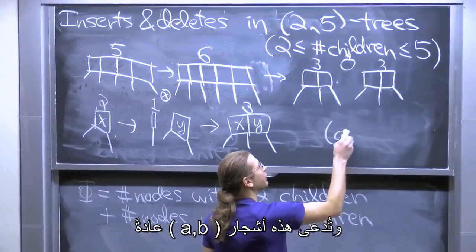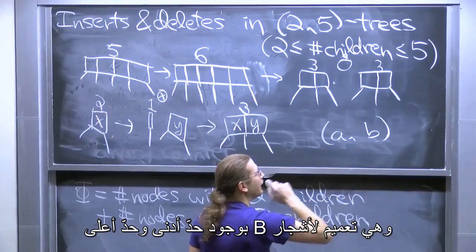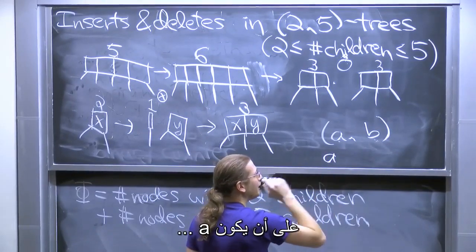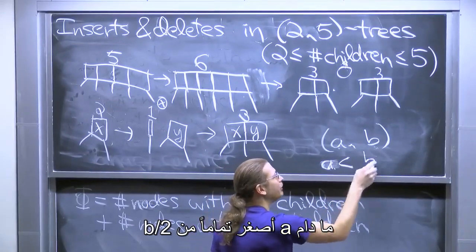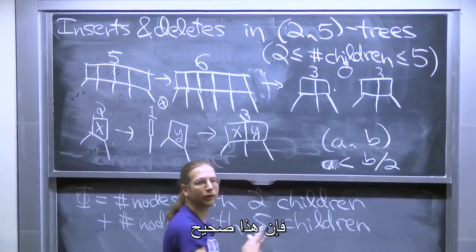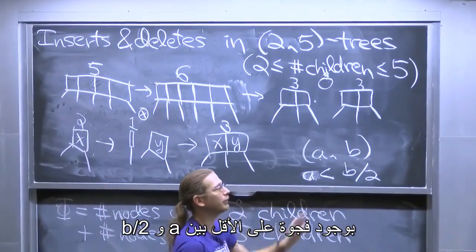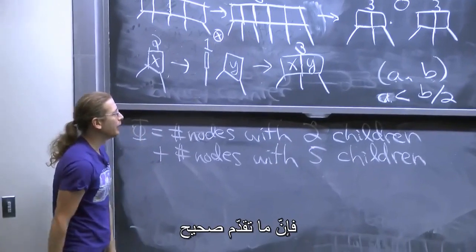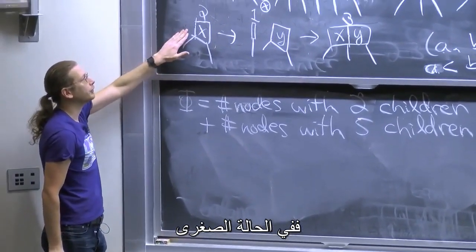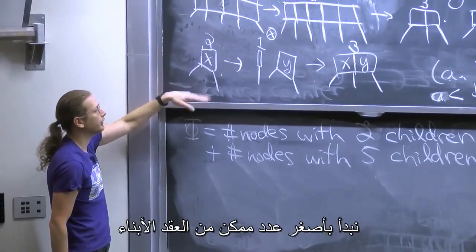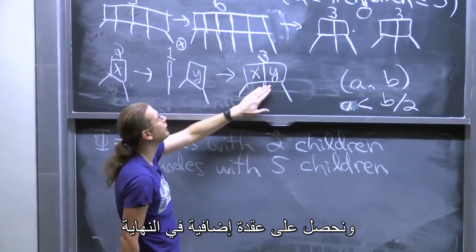And these are usually called A-B trees, generalization of B trees, where you get to specify the lower bound and the upper bound. As long as A is strictly less than B over 2, then this argument will work. As long as there's at least one gap between A and B over 2, then this argument will work, because in the small case, you start with the minimum number of children you can have. You'll get 1 more in the end.